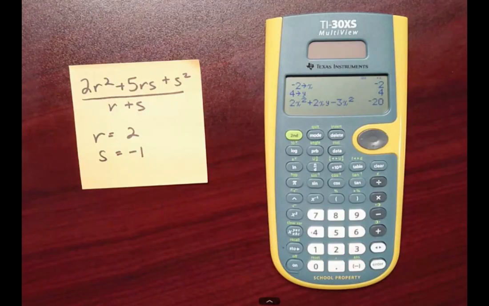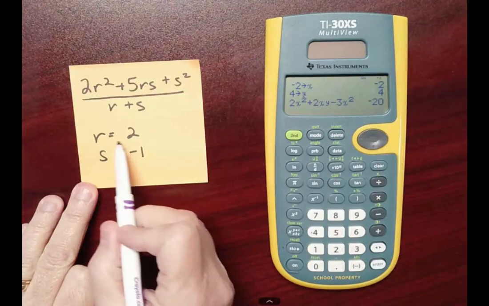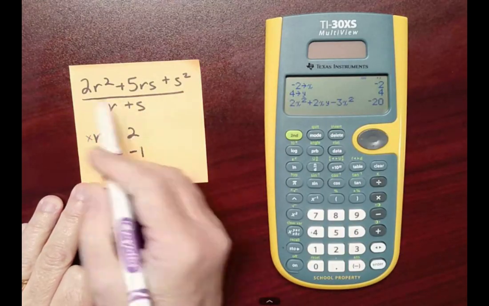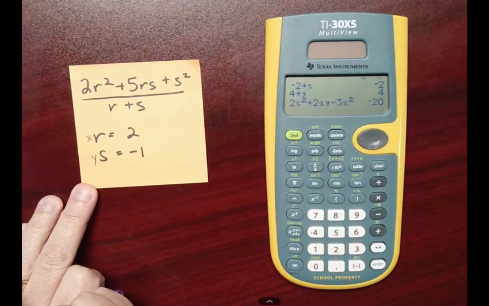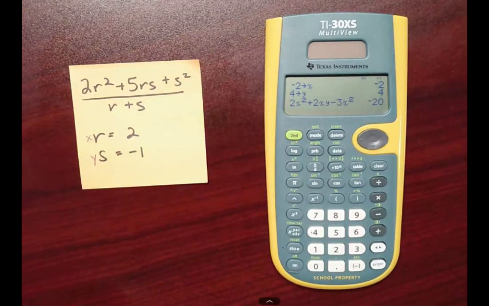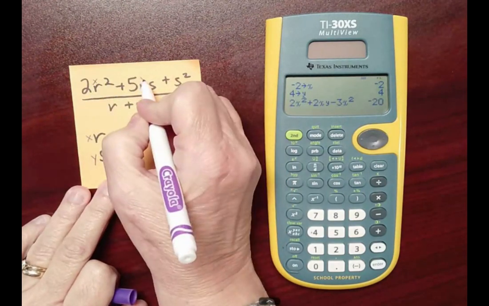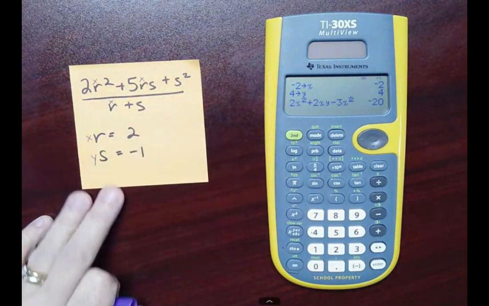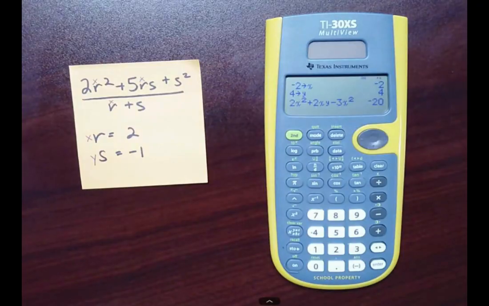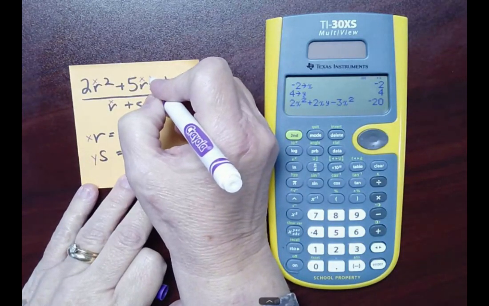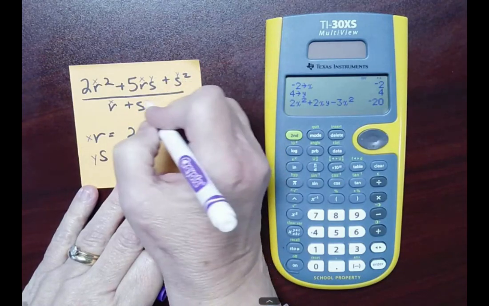As long as whatever I change these variables to down here, I change them in the problem when I'm typing it in my calculator. So if we're going to store 2 for X instead of R, all these R's up here, we need to use X's. And if I'm going to store -1 for Y instead of S, anywhere there's an S, we want to put a Y.